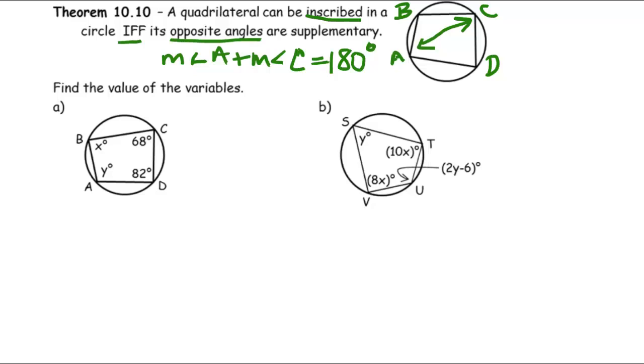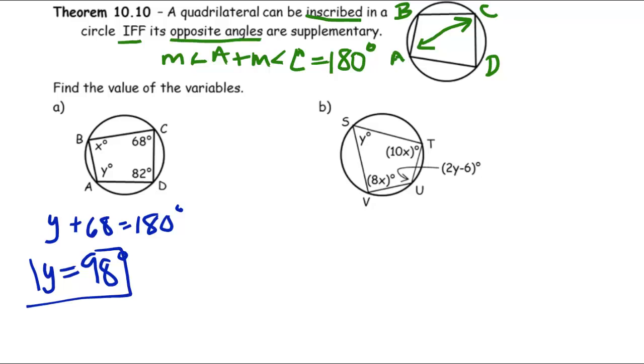We know that angle A and angle C here, so y plus 68 has to equal 180 degrees. And so when I subtract the 68, that's going to make y equal to 98 degrees. Okay, and then we do the same thing for x. So x plus 82 equals 180. So that's going to make x equal 112 degrees.